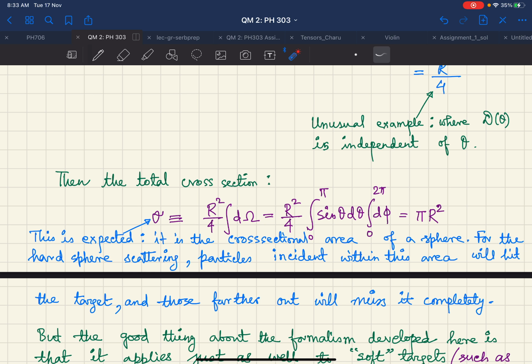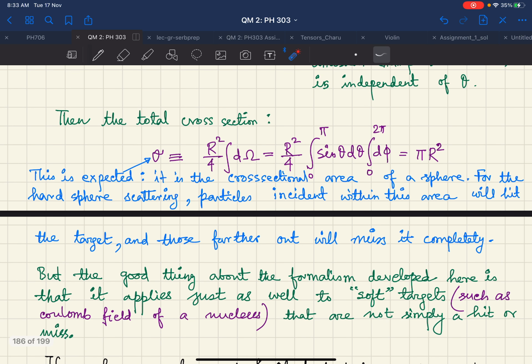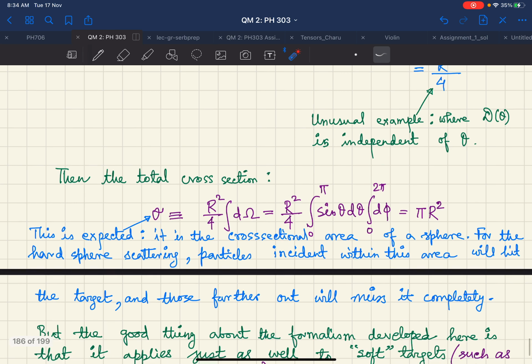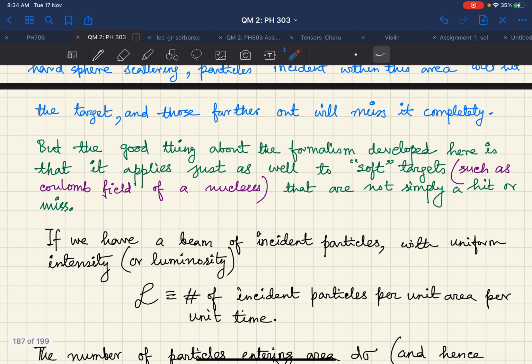But the good thing about the formalism that we have developed here is that it applies just as well to soft targets also. For example, instead of a hard sphere, if I have a Coulomb field of a nucleus in that scattering center, that is not simply a hit or miss, those cases also are going to be covered by the same formalism. But in that case, for example, here it happened that this curly D theta didn't depend on theta. So for those cases, it will be a function of theta.